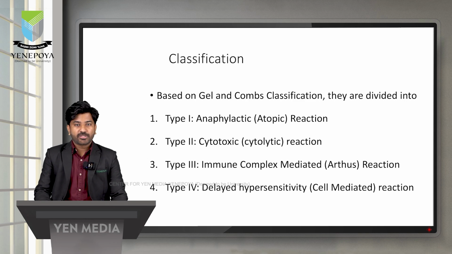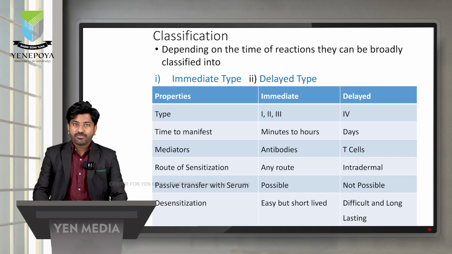The classification of hypersensitivity reactions can be categorized into two. First one, based on Gell and Coombs classification, they are divided into type 1 anaphylactic reactions, type 2 cytotoxic or cytolytic reactions, type 3 immune complex mediated reactions, and type 4 delayed hypersensitivity reactions. The second type is based on the time taken for the reaction to occur in the body. We can categorize them into immediate and delayed type of hypersensitivity reactions.